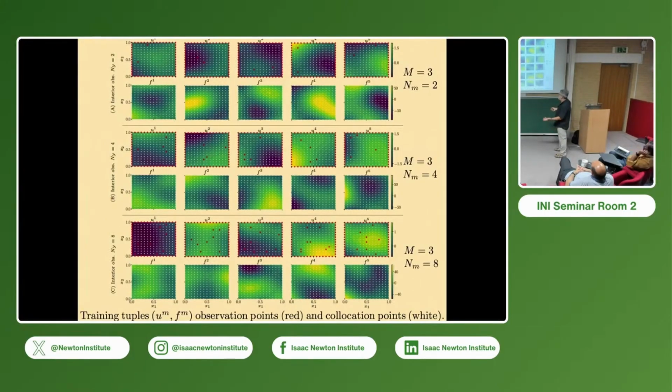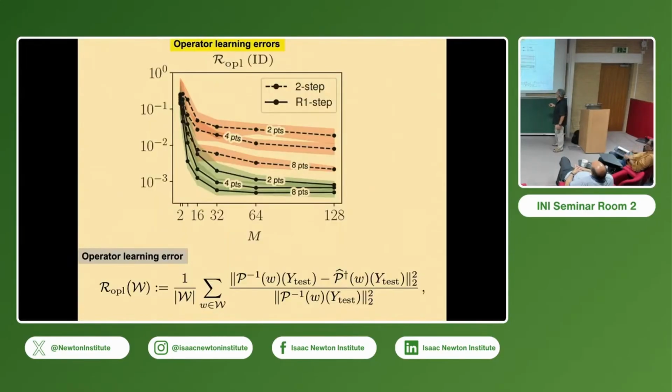Okay, so those are the training tuples, observation points in red, collocation points in white. The number of observation points is 2 here per solution pair, 4, 8. So here you're in a very scarce data regime. SINDy and sparse regression will simply not work. You really need an optimal recovery method to make these methods work.